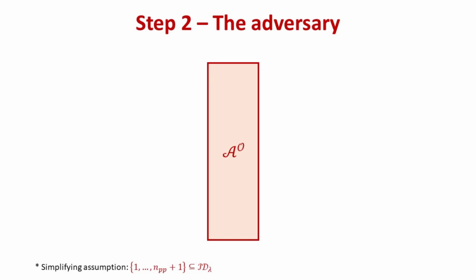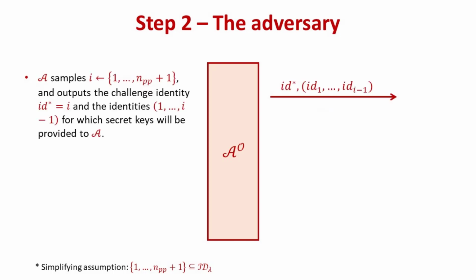For describing our attacker A, we assume for simplicity that the integers 1 to npp plus 1 are included in the scheme's identity space, but these can clearly be replaced with any sequence of npp plus 1 distinct identities. Our attacker first samples an identity I uniformly at random from the identities 1 to npp plus 1. The identity I is set as our attacker's challenge identity ID star, and 1 to I minus 1 are the identities for which our attacker requests identity secret keys.